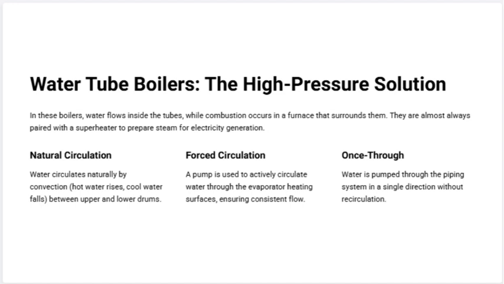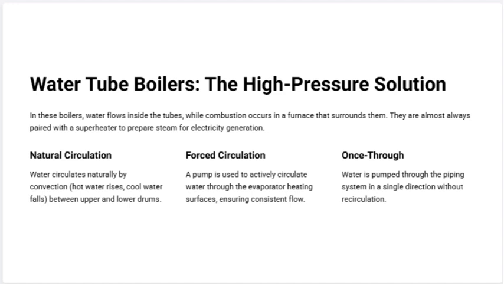Now, when it comes to how water circulates within these boilers, there are a few main methods. First, there's natural circulation. This relies on convection, meaning hot water rises while cooler water falls, creating a natural flow between the upper and lower drums. Next, we have forced circulation, where a pump actively moves the water through the system. This ensures a consistent flow and better heat transfer, especially in high-pressure situations.